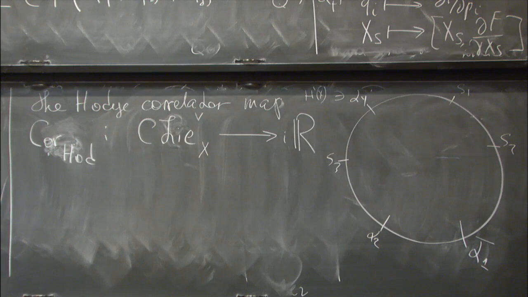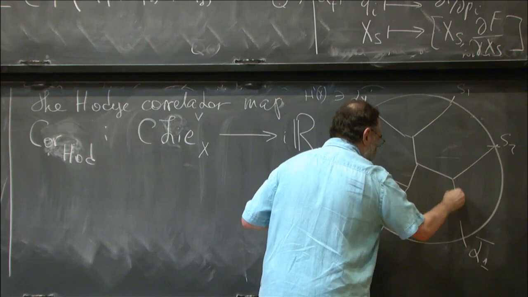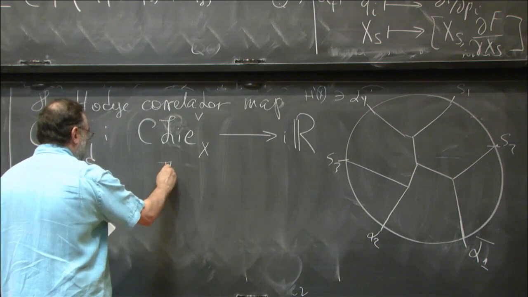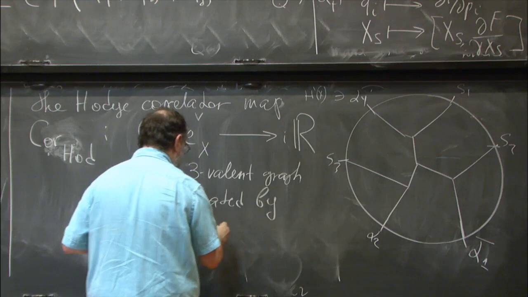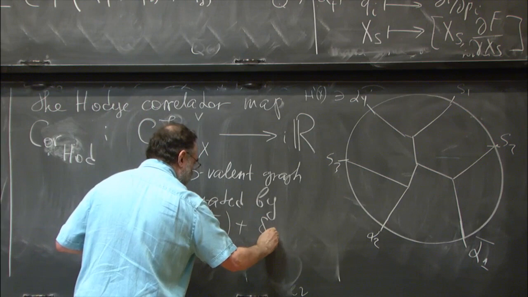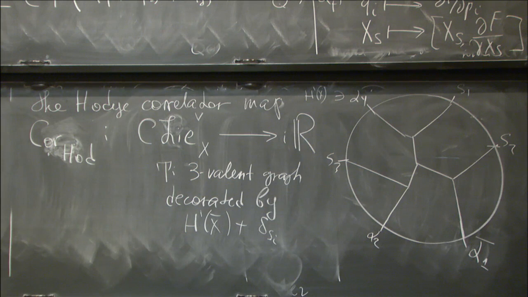So how do I assign to this picture a number? I do something which looks like some kind of Feynman rule. So I draw any trivalent graph, which I can put here. So this is T. It's a three-valent graph. Decorate by this H1 of X plus these delta functions, delta S_i. And now I want to produce a number for this guy. So I say that there is a Green current.